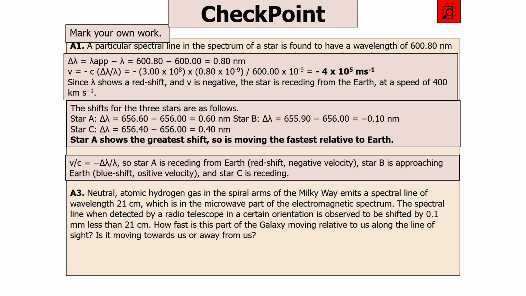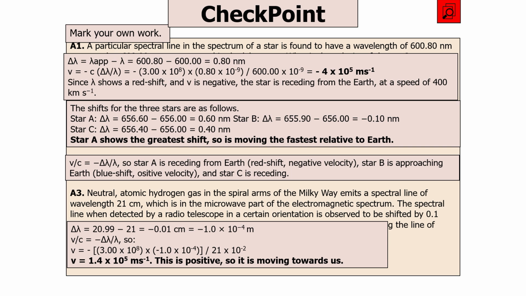Once again, in the third question, we work out our change in wavelength by working it through to be minus 1 times 10 to the minus 4 meters. We know v over c equals the change in wavelength over the wavelength. Pop it all through and we get 1.4 times 10 to the 5 meters per second. Because the value is positive, it will be moving towards us.